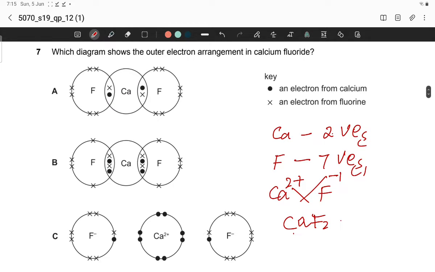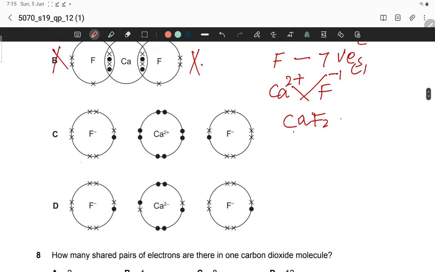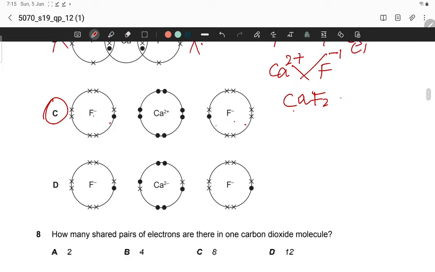This is calcium. This is not correct because it shows sharing of a pair of electrons. This is an ionic bond, and sharing of pairs takes place in covalent bonds. So A is incorrect. B is again sharing, also incorrect. C: fluoride ion is formed after gaining one electron, and the other fluoride also after gaining one electron. Calcium 2 positive loses two electrons from its outer shell. So C is the correct option, carrying 2 positive.